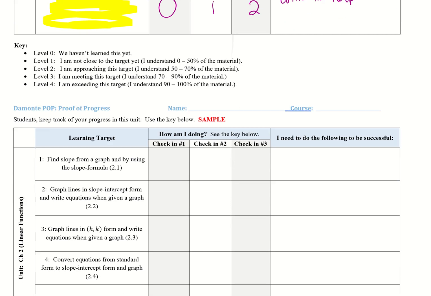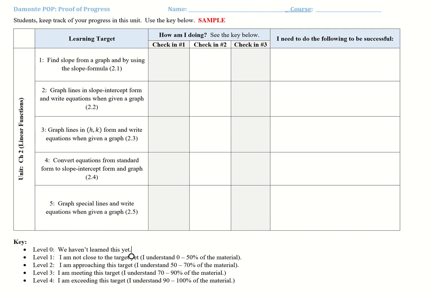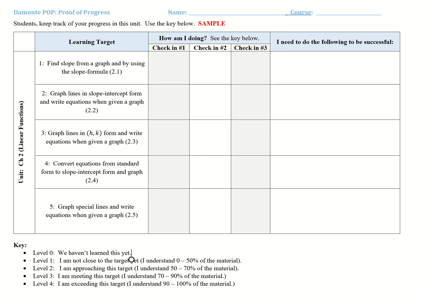I have a sample filled out that I'm using actually in a unit that's coming up in one of my classes. This is in my Algebra 1 credit recovery class that I teach. And what I did is I filled out what we're talking about for the unit, and I filled this out ahead of time for students.